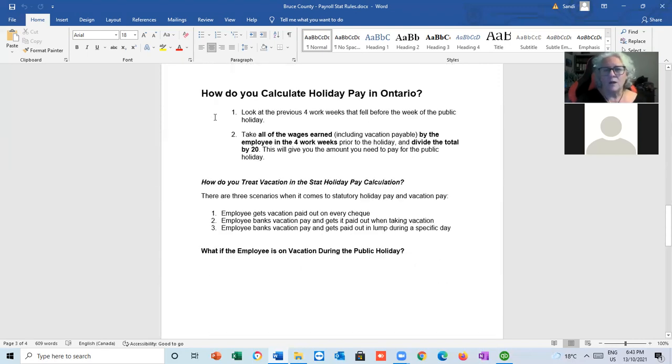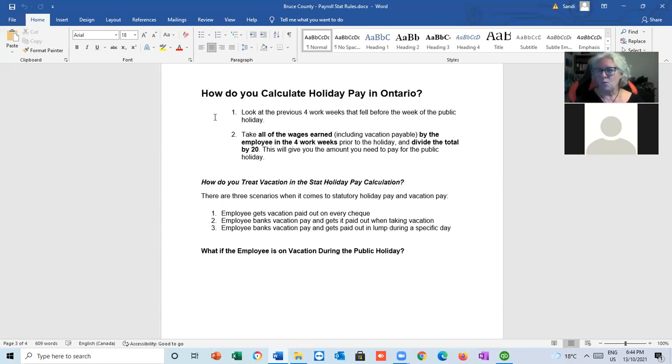How do you calculate holiday pay in Ontario? It's different in provinces. So if you do have a payroll in another province, you really have to know the rules. And you can Google these. The rules are right there with Revenue Canada. But in Ontario, we look at the previous 4 weeks that fall under that public holiday. And we take all the gross wages earned and we divide by the 4 weeks, and by 20, it's like by shifts, right? And we get a certain amount for that particular day.